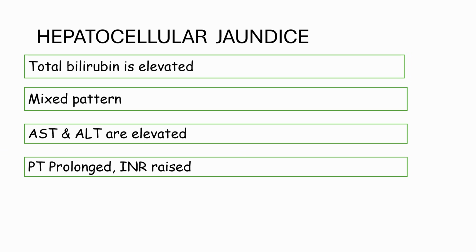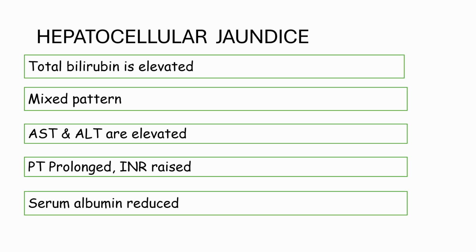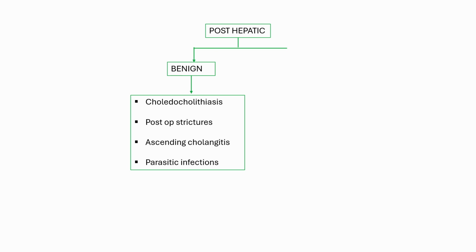So now we will talk about the post-hepatic causes of jaundice. Post-hepatic is mainly because of obstruction in the pathway, and this can be because of benign or malignant causes. Among the benign pathologies, mainly stones, cholelithiasis, or post-op strictures. And because of both these things, there can be infections. Ascending cholangitis can also cause obstruction, and parasitic infections.